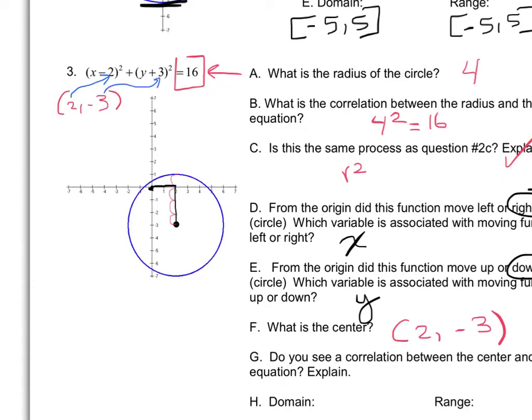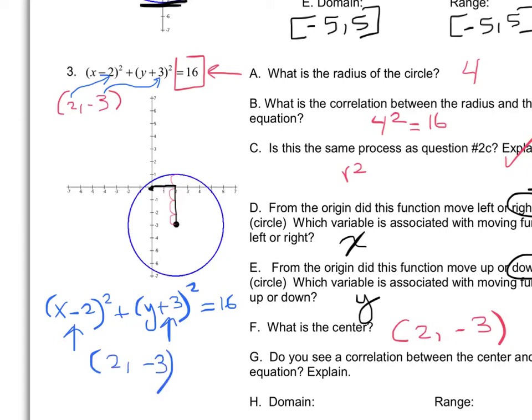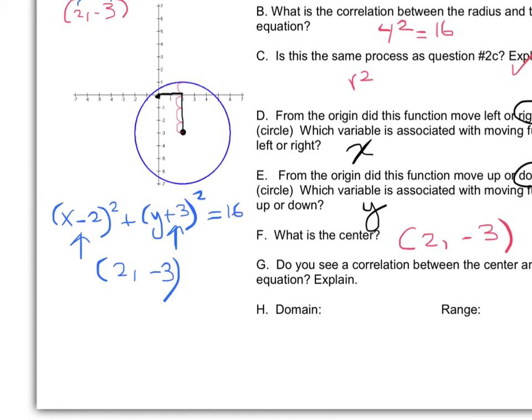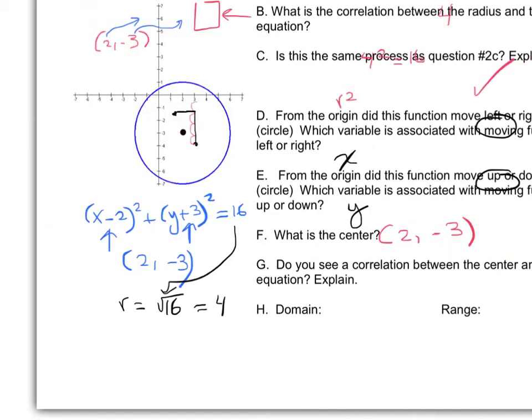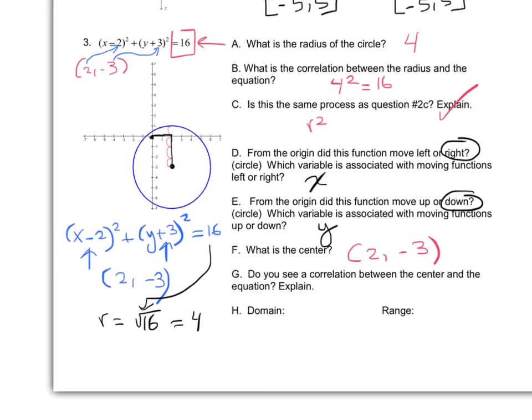So as you can see, if they give you an equation like this, even though you have no, let's say, graph, you're able to decide what the center is. It's always going to be the opposite of those two numbers, so 2 and -3. This is how you can get the center of the circle. Now, how can you get the radius? The radius is always going to be the square root of the number, which is the square root of 16, and it's 4. Now, do you see a correlation between the center? Yes, and we just explained it.